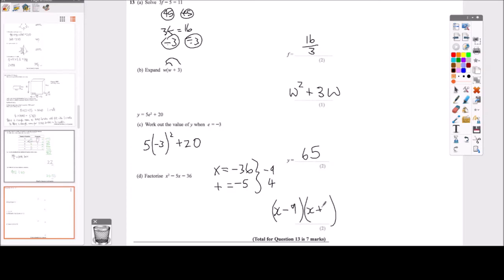So your final answer is x minus 9, x plus 4, or the other way around, x plus 4, x minus 9. But you must get the signs right. It must be a +4 and a -9.